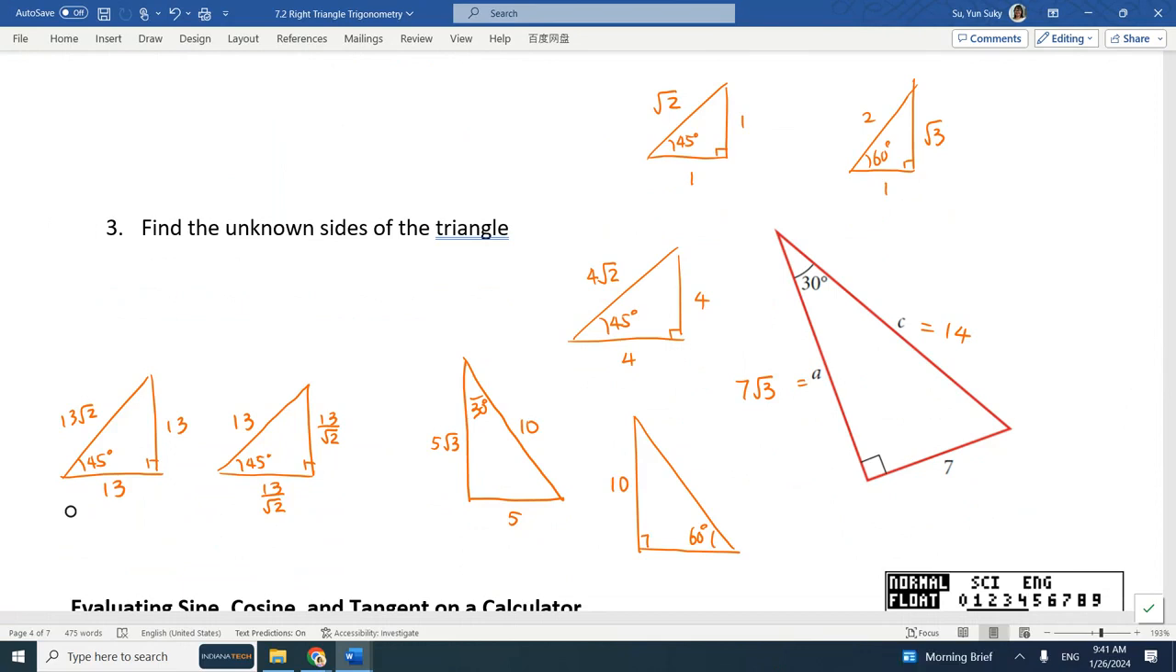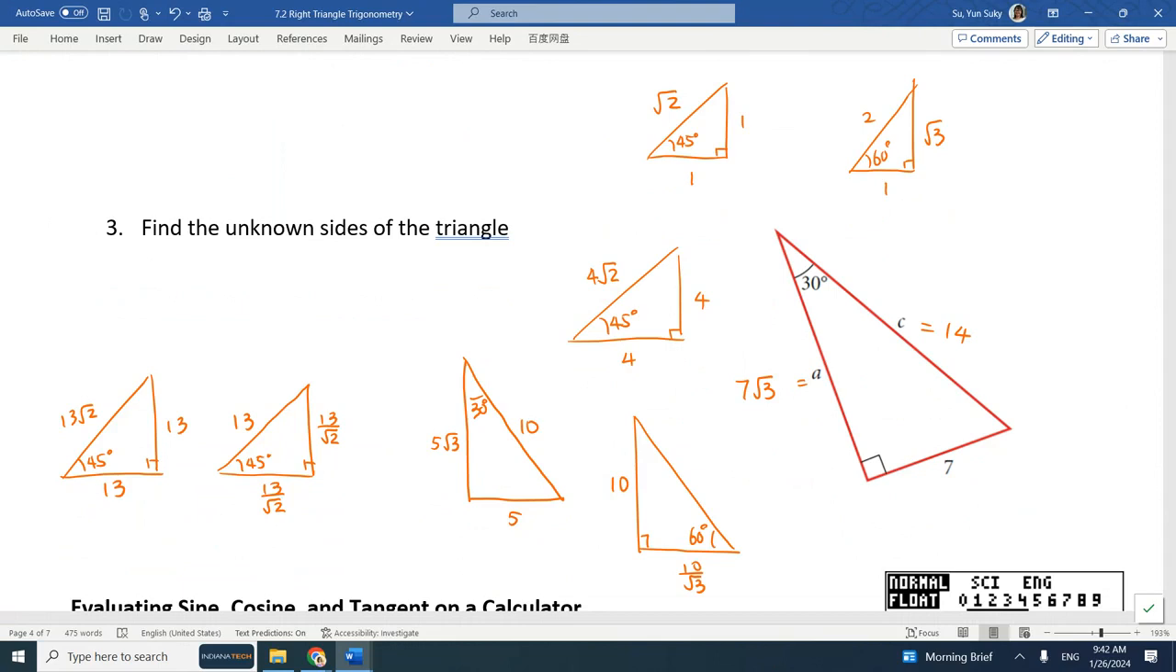Think about it. Here to here, you multiply by square root of 3. And from here to here, what do you do? Divide by square root of 3. Is everybody okay with that? So we know the ratio, and then we compare. We know this side is longer than that. We multiply by square root of 3. So if you go backwards, you divide it by square root of 3.